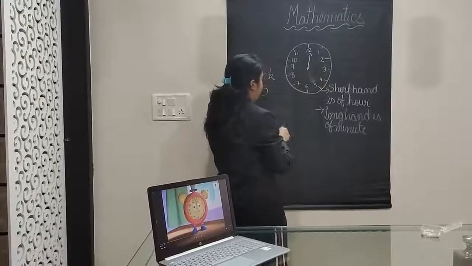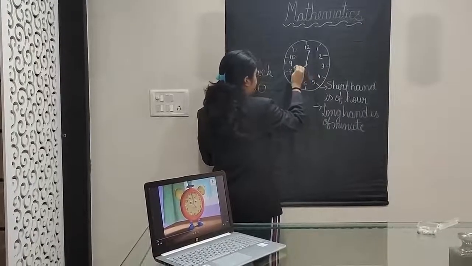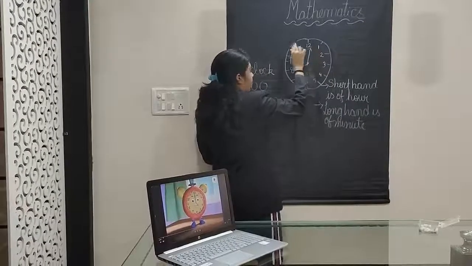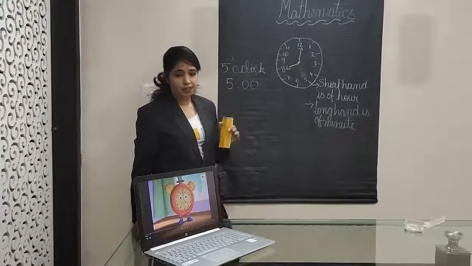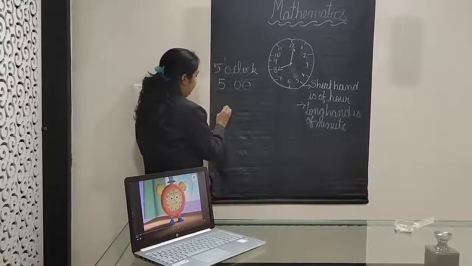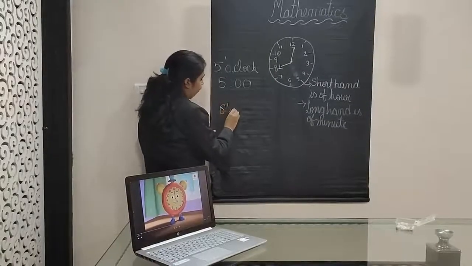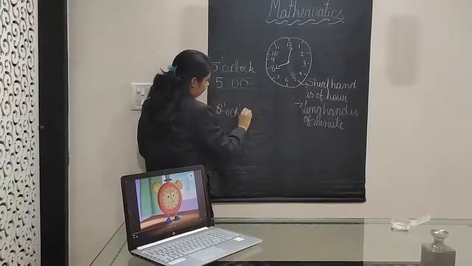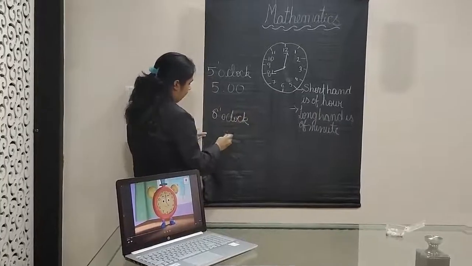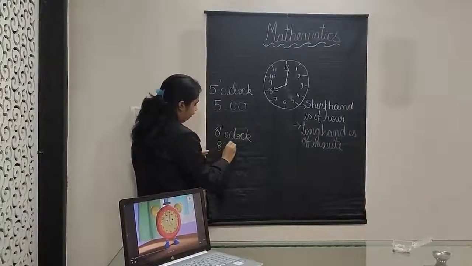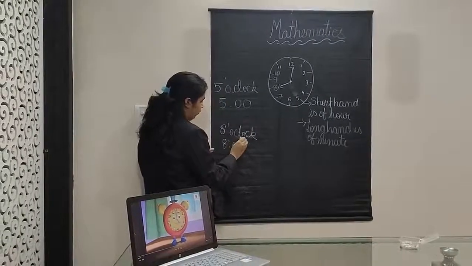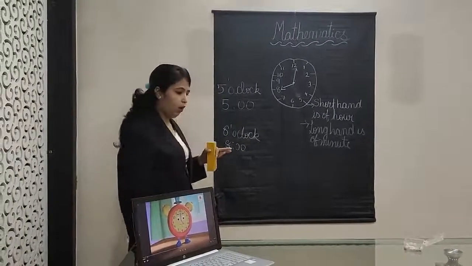Now, if I draw the short hand on 8 and the long hand on 12, then the time will be, yes, you are correct, it is 8 o'clock, or we can write 8 colon 0 0, which means 8 o'clock.